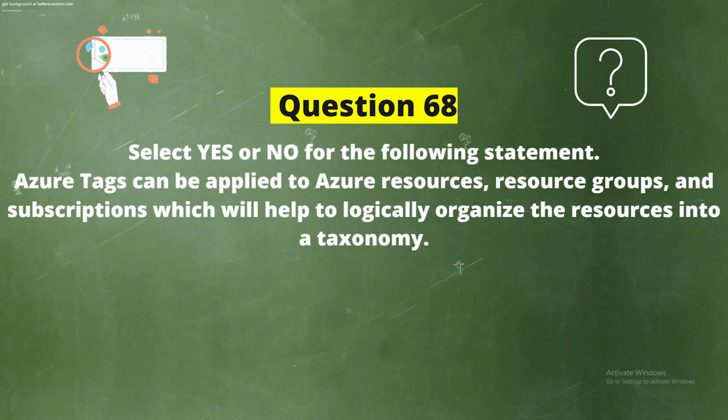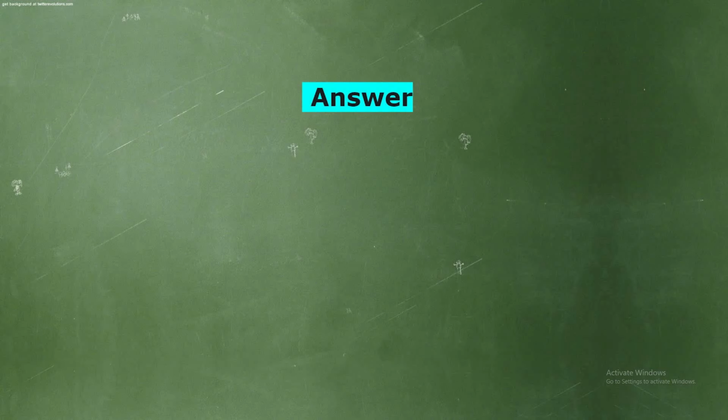Question 68. Select yes or no for the following statement. Azure tags can be applied to Azure resources, resource groups, and subscriptions, which will help to logically organize the resources into a taxonomy. Now, the options are Option A, yes. Option B, no. And the correct answer is Option A, yes.